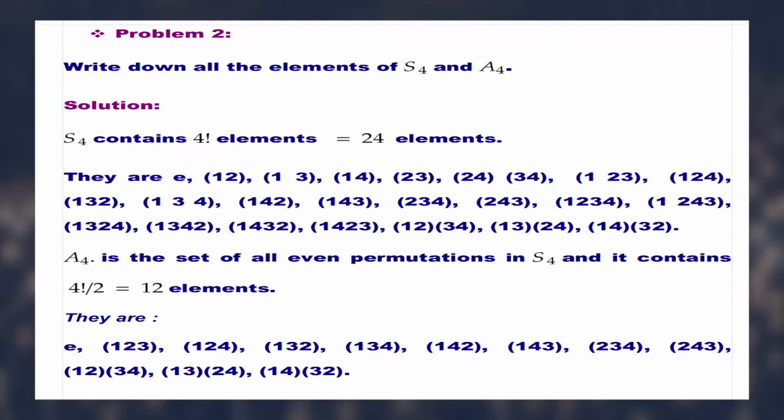They are identity, cycle 1, 2, 3, cycle 1, 2, 4, cycle 1, 3, 2, cycle 1, 3, 4, cycle 1, 4, 2, cycle 1, 4, 3, cycle 2, 3, 4, cycle 2, 4, 3, the product of the cycles 1, 2 and 3, 4, the product of the cycles 1, 3 and 2, 4 and the product of the cycles 1, 4 and 3, 2.